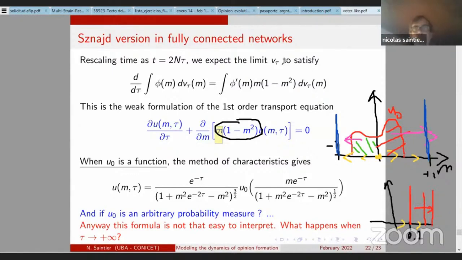And the velocity at which it moves is given by, well, precisely this vector field. Okay? You see that when you get closer to one, one minus m squared gets closer to zero. So my Dirac mass is moving slower and slower, right? But at the beginning, when m is far away from one, my Dirac mass moves quickly.